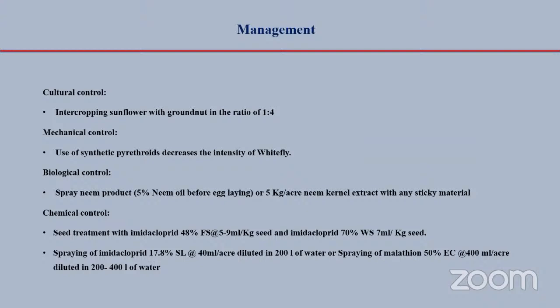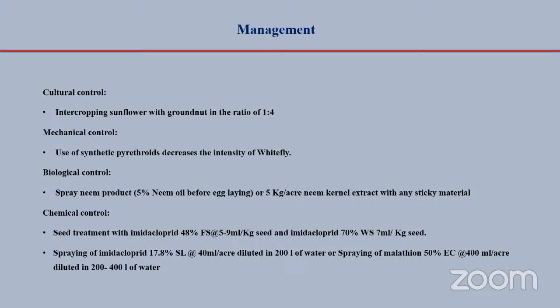So next is the management. For management, you can intercrop the sunflower with groundnut at the ratio of 1:4, which will be very effective in control of this whitefly. Then mechanical control, you can use a yellow sticky trap. Then biological control, you can conserve the natural enemies. Then you can go for spraying of neem product, 5% neem oil, before the egg laying.